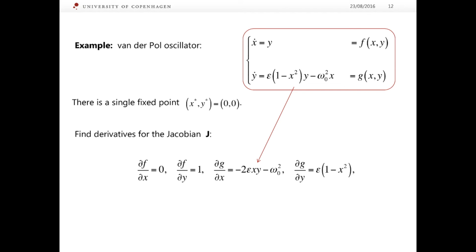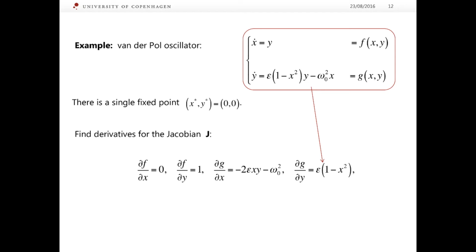So we differentiate the first term with respect to x and obtain minus 2 epsilon y multiplied by the derivative of x squared, which is 2x. The second term is a constant multiplied by x, so its derivative with respect to x is just this constant, which is equal to minus omega naught squared. Finally, the derivative of g with respect to y can be found as follows.